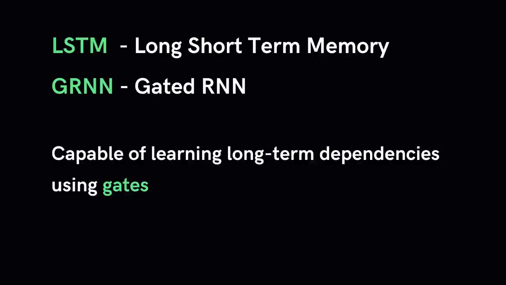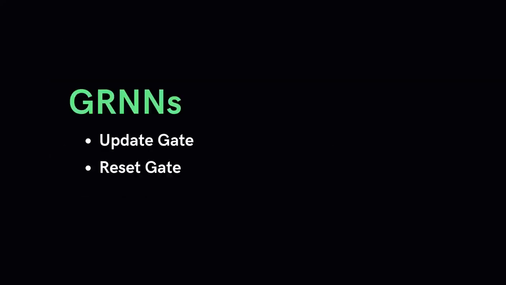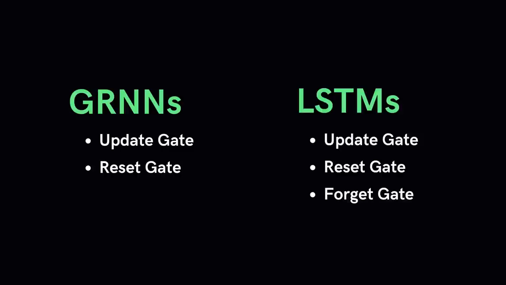We can combat this short-term memory of an RNN by using two variants of recurrent neural networks: gated RNNs and long short-term memory RNNs, also known as LSTMs. Both these variants function just like RNNs, but they're capable of learning long-term dependencies using mechanisms called gates. These gates are different tensor operations that can learn what information to add or remove to the hidden state, or the feedback loop. The main difference between a gated RNN and an LSTM is that the gated RNN has two gates to control its memory, an update gate and a reset gate, while an LSTM has three gates: an input gate, an output gate, and a forget gate.